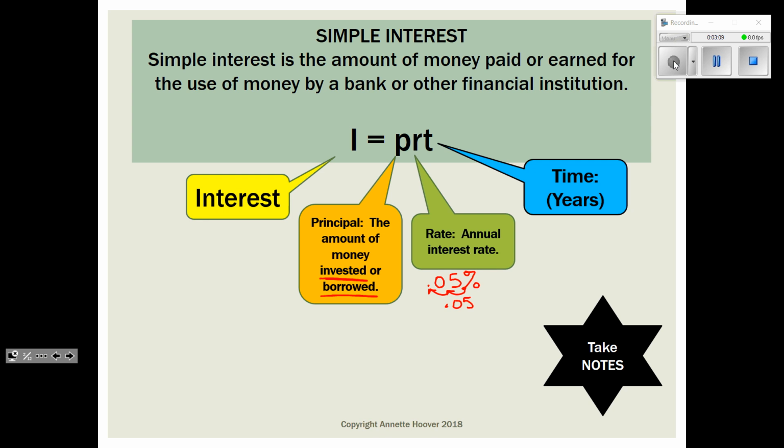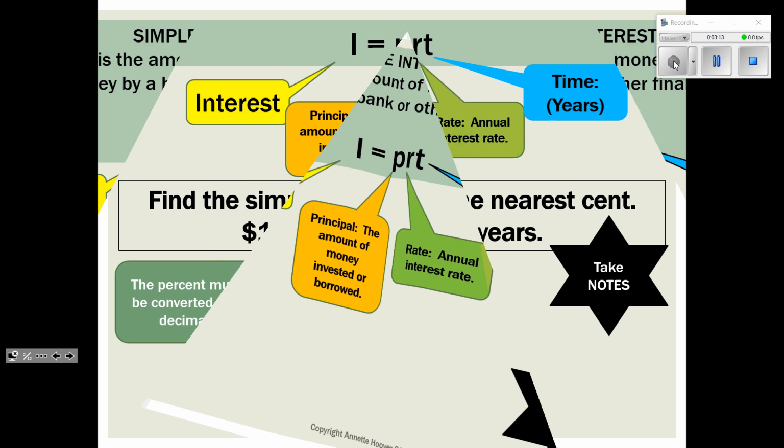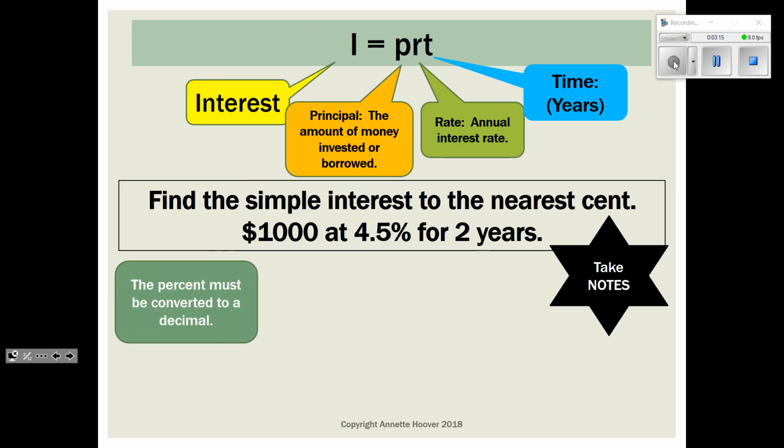So if we know the information, we're just going to plug it into this equation and use our calculators and solve. So up at the top here, I have the same thing that we just did, I equals PRT. So let's see what this looks like. Find the simple interest to the nearest cent. So let's say you borrowed $1,000 to buy a new cell phone. The bank wants you to pay back 4.5% interest and you have to pay for it in 2 years. How much are you going to pay in interest?